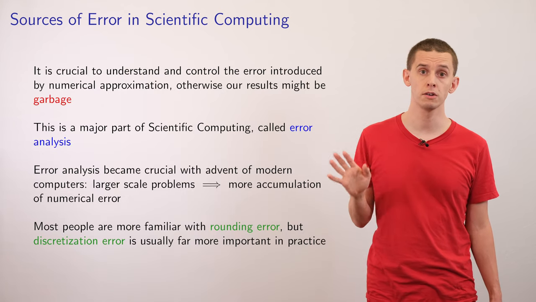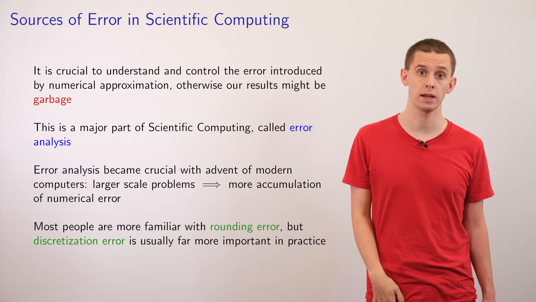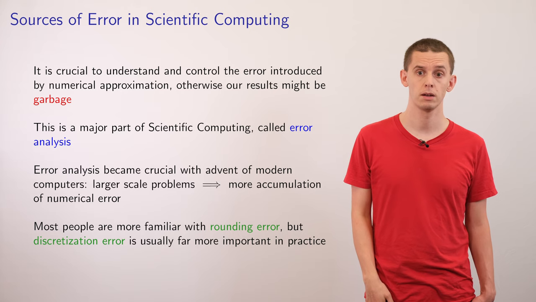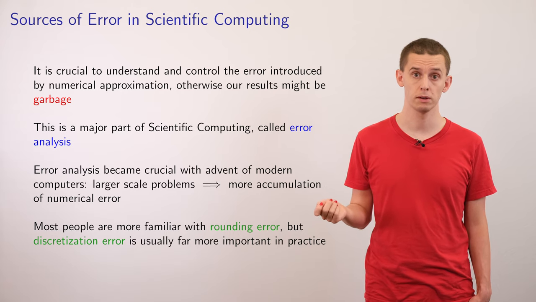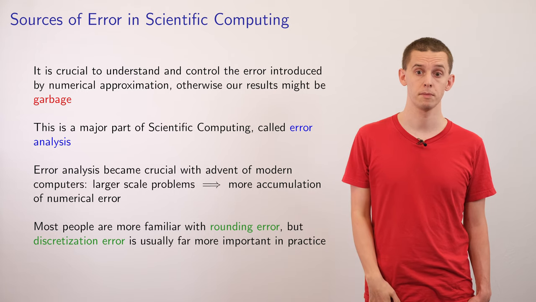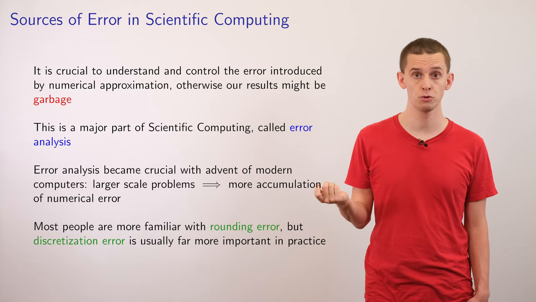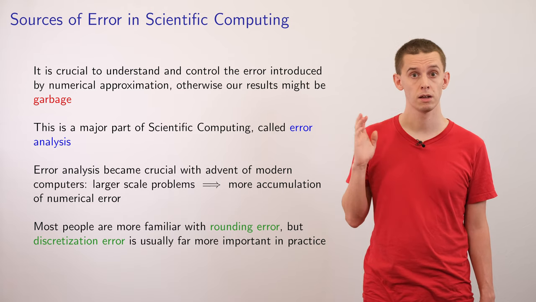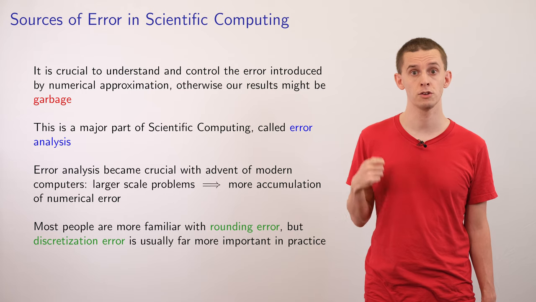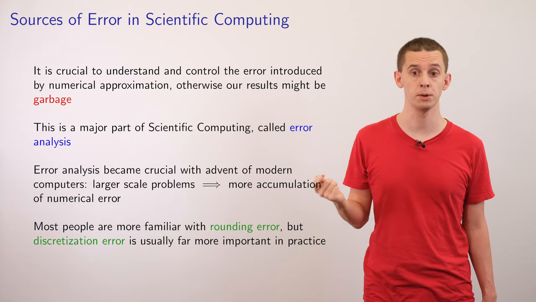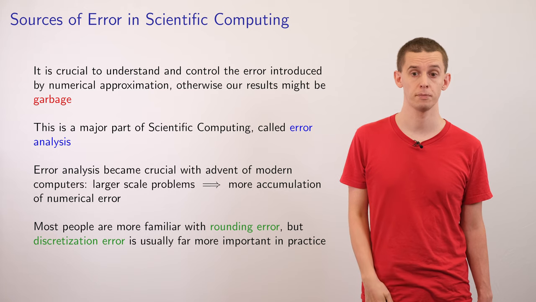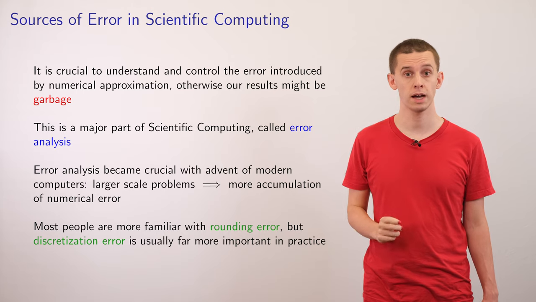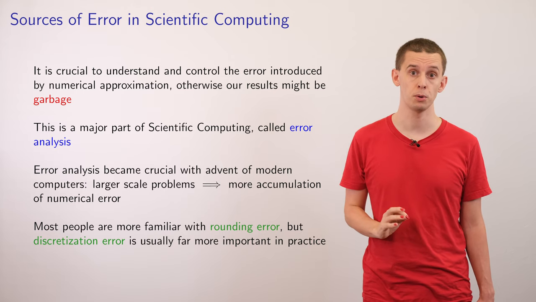So it's crucial for us to understand and control the error that we might encounter in a calculation. Otherwise, we might end up with completely incorrect results. This is really a major part of scientific computing about error analysis. And this has really become more and more crucial as scientific computing has developed. When we have modern computers that can process billions or trillions of operations, there's a real risk that those errors can build up over time. And most people are really familiar with rounding error, but it actually turns out that discretization error is often the most important in practice.